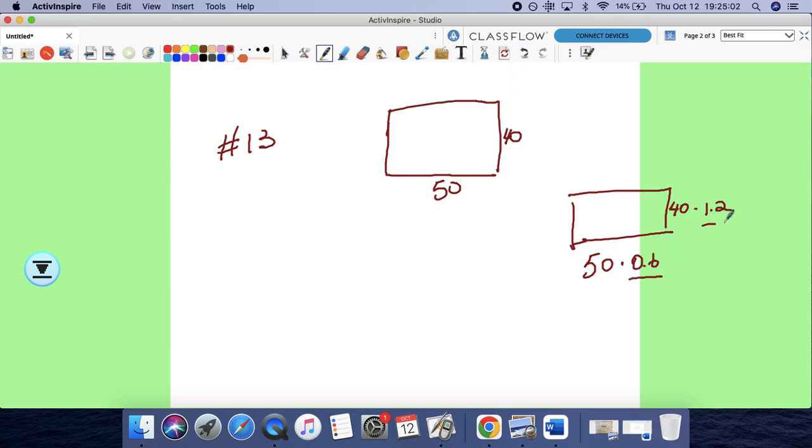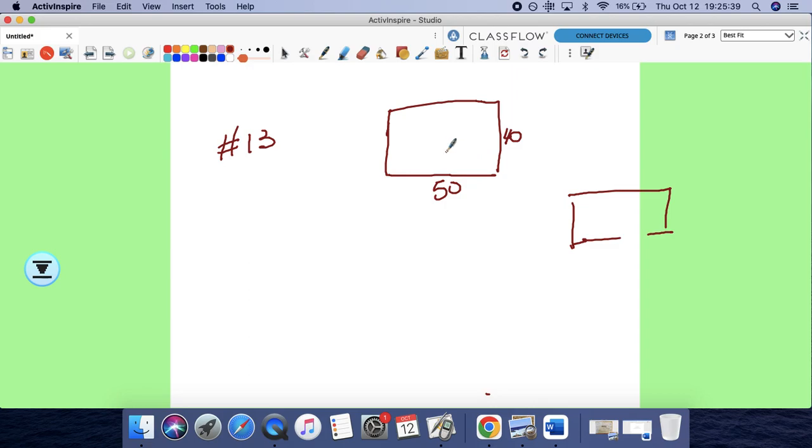Just multiply 0.6 and 1.2. That's a 12, and this is a 6. We get 6, 7. I'm multiplying something wrong. You know what? What I can do is actually find the measurements.